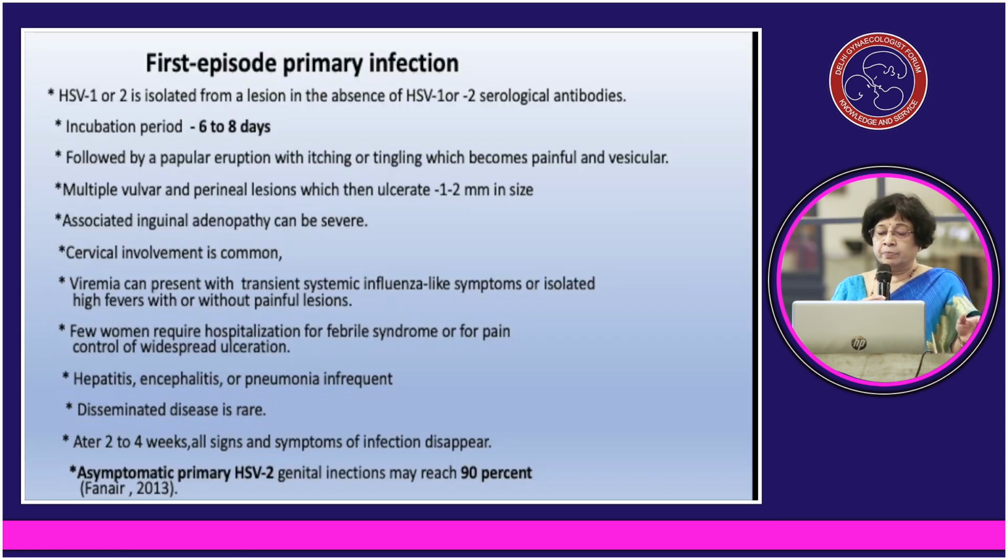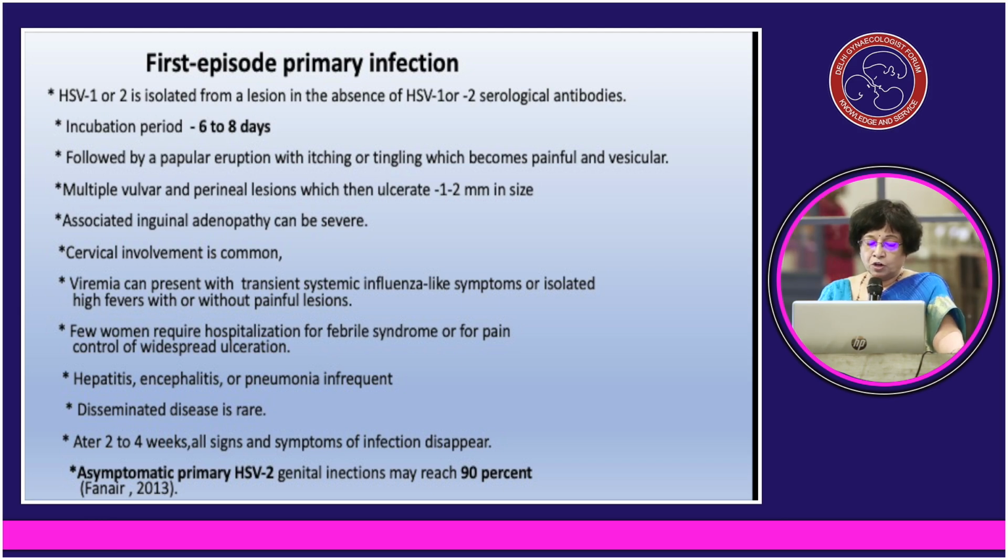First episode as primary is where HSV 1 or 2 is isolated from the lesion, but there are no serologic antibodies. Incubation period is 6 to 8 days. It's followed by papular eruption with itching and tingling. There will be multiple vulvar and perineal lesions which ulcerate, around 1 to 2 mm in size. Also can be associated with inguinal adenopathy, which may be severe.